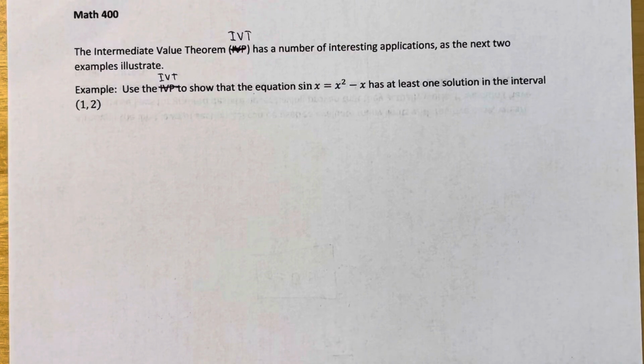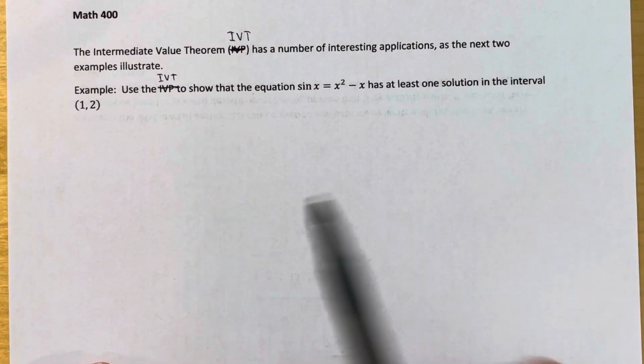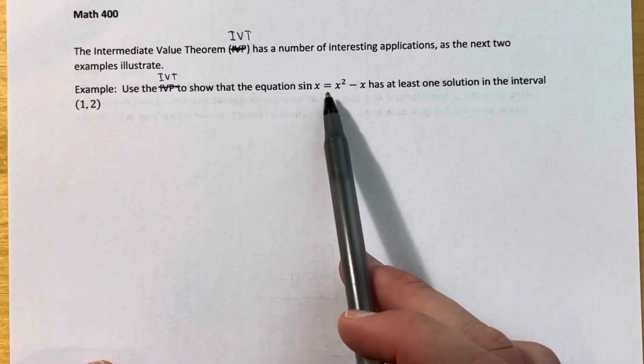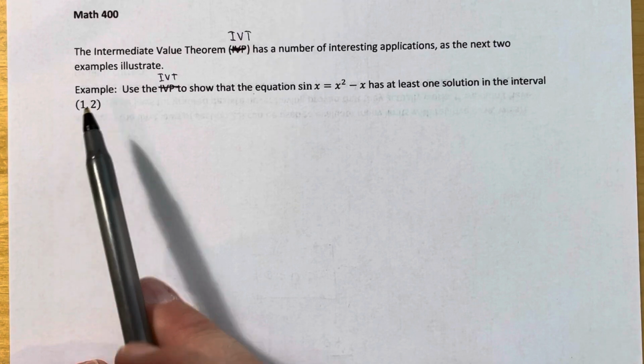Okay, so the intermediate value theorem actually has a lot of different applications. I'm going to talk about two of them here. So the first one says we want to use the IVT to show that this equation has at least one solution in the interval 0 to 2.